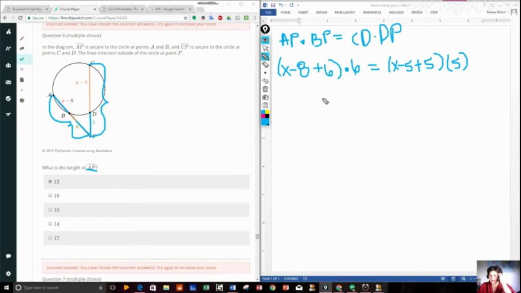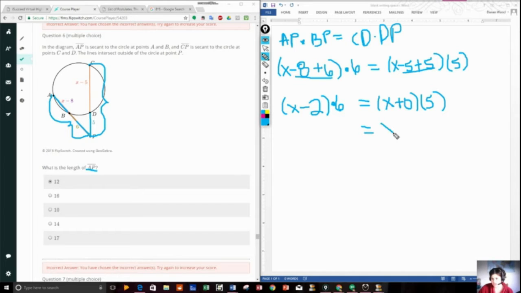Alright, so then we're going to simplify inside the parentheses. So negative 8 plus 6 is negative 2, and that is being multiplied by 6. That's going to equal negative 5 plus 5, which is just 0, so we have x plus 0 times 5. I know that x plus 0 is just x, because 0 doesn't change the value of anything that it's added or subtracted to.